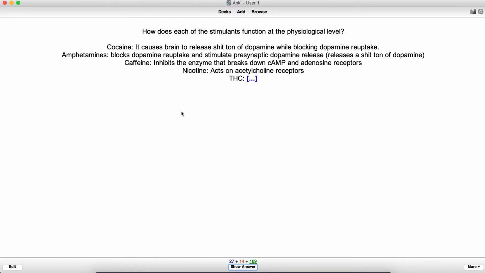THC. How does each stimulant function at the physiological level? THC is a stimulant, as we all know, and THC will increase your brain's activity of GABA and another one. I think it was dopamine and GABA. Yeah, it increases dopamine and GABA activity.